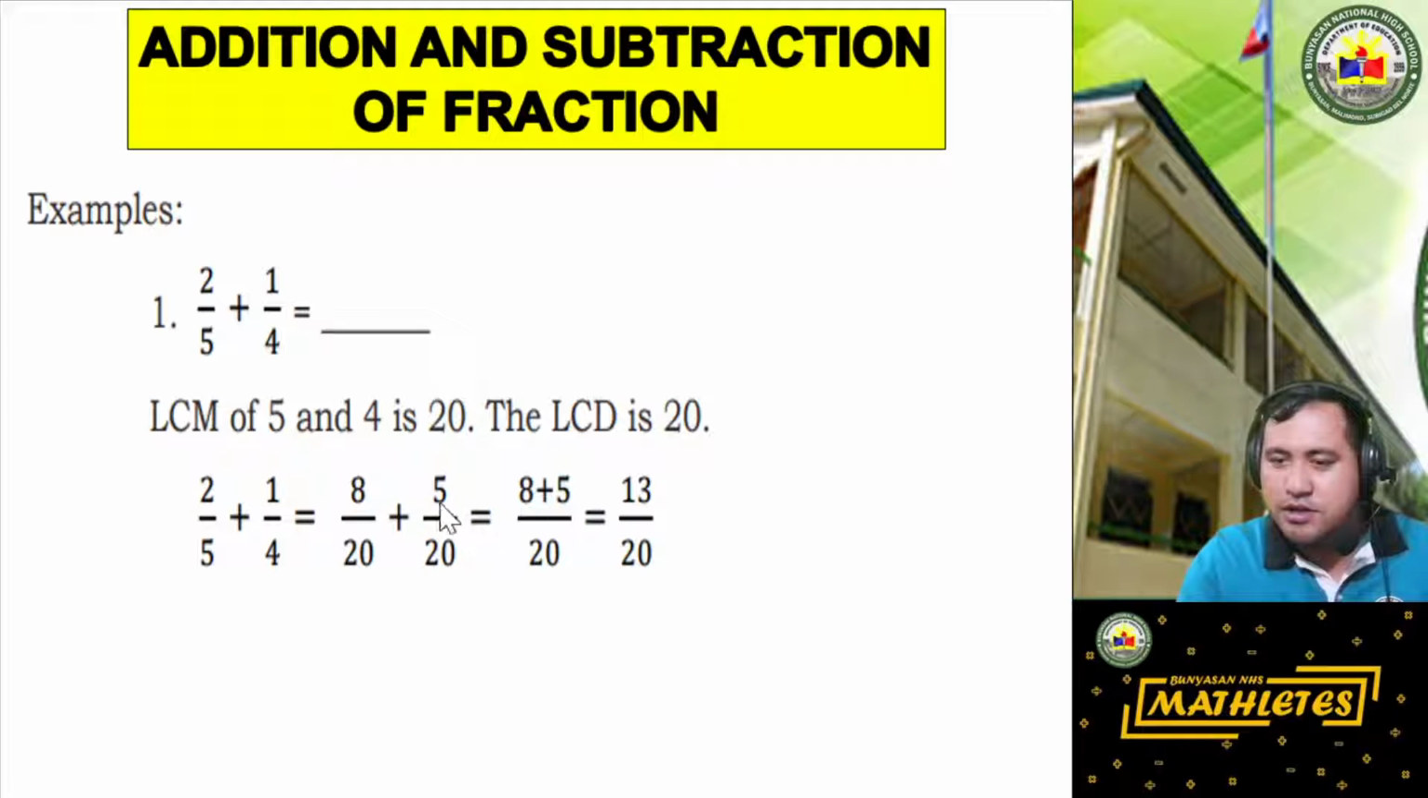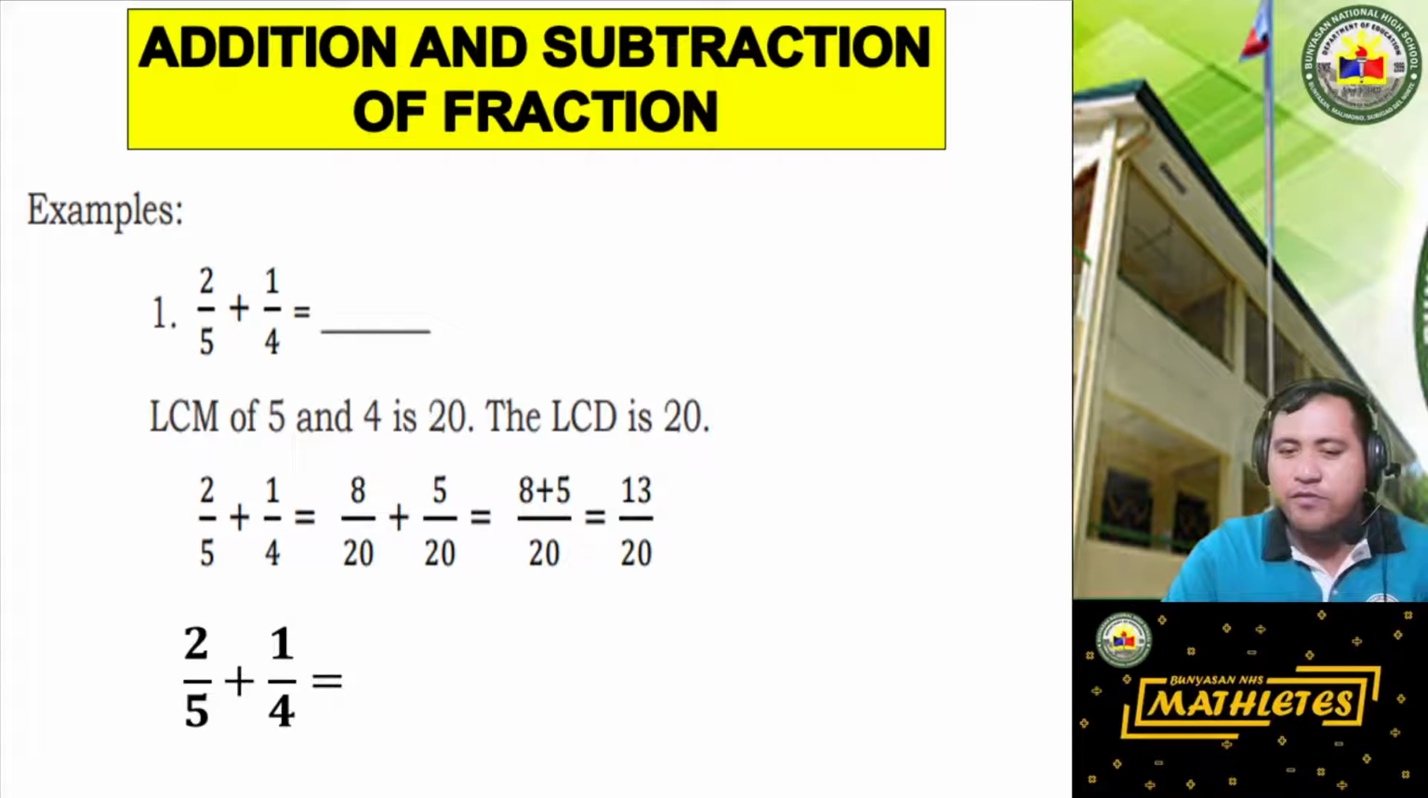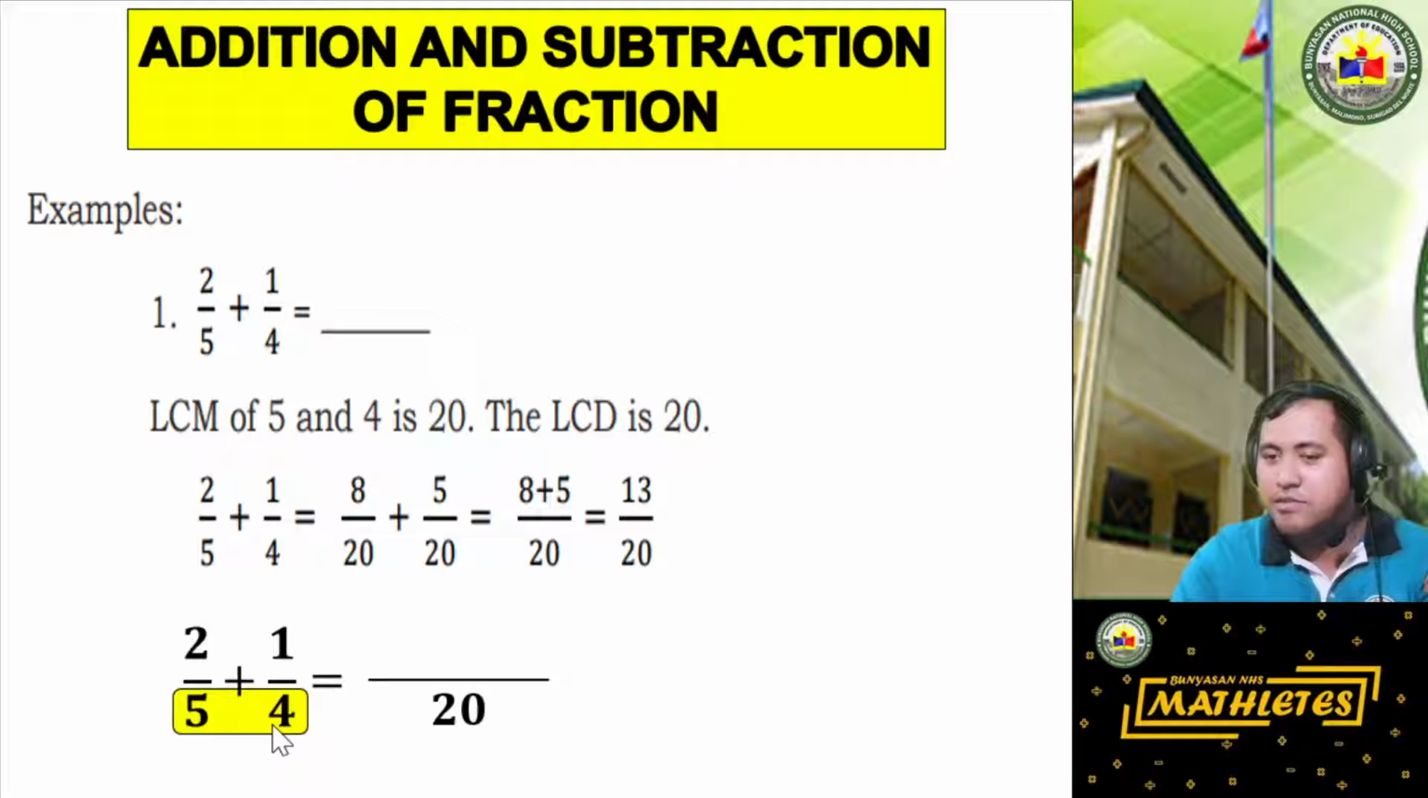Diretso na dito. Hindi na dadaan. Shortcut, kumbaga, shortcut. Okay, ito. 2 over 5 plus 1 over 4. Of course, gagawa ka ng ganyan, bar, di ba? Okay, first thing to do is to multiply both denominators. We have 5 times 4. The result is 20, correct?